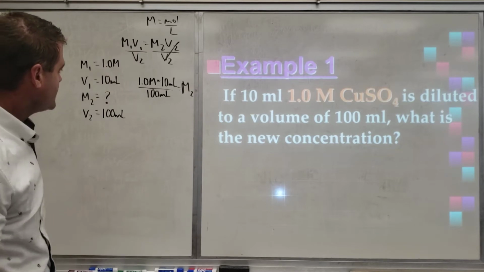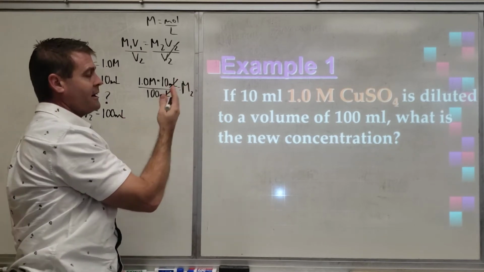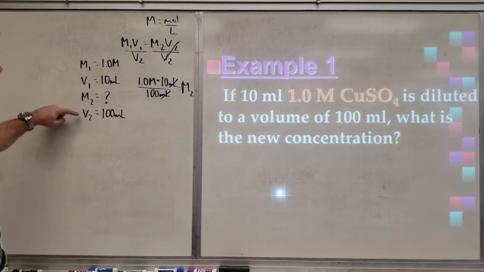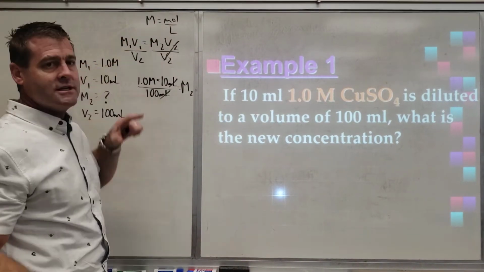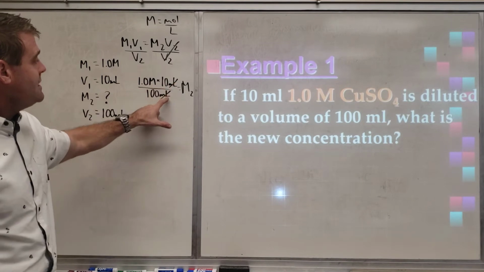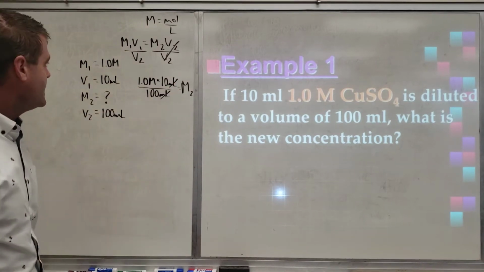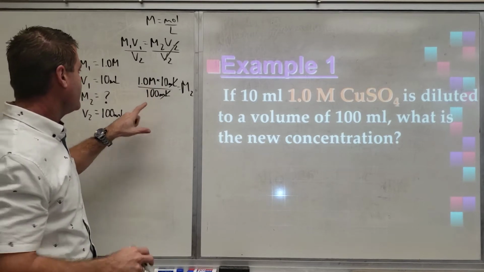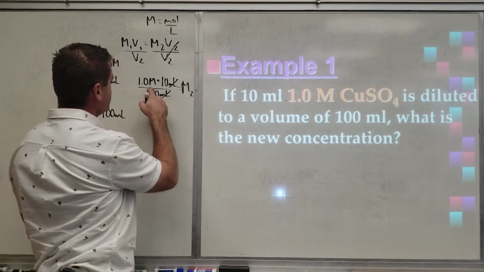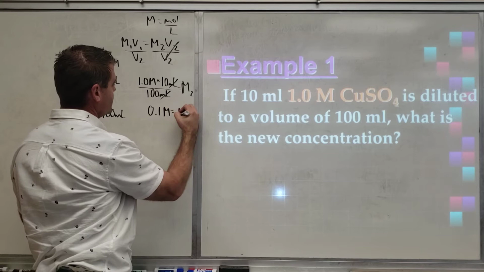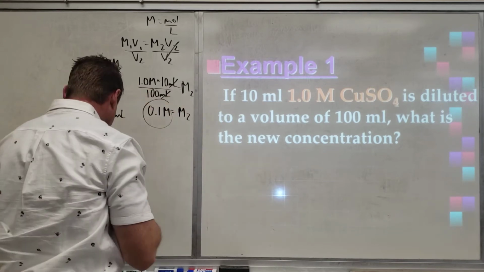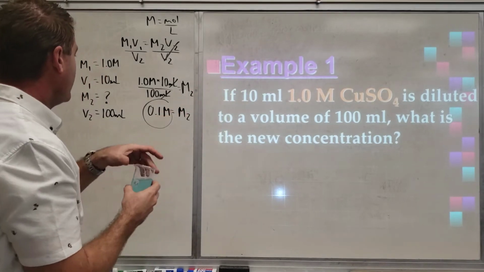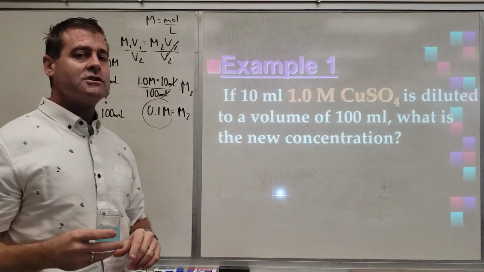Now notice your units, look at units, milliliter on top, milliliter on bottom, they cancel. That's why a lot of people would ask, Mr. Wilson, does the volume have to be in liters like it did with the molarity equation? It doesn't, because whatever units you use will cancel out anyways. So I've got 1 times 10 is 10 divided by 100. You punch in your calculator, you're gonna get 0.1. And what was the unit left? It's molarity, which is what I expected. So what is the concentration of my new solution? It's 0.1 molar.